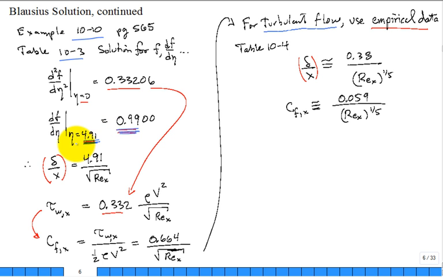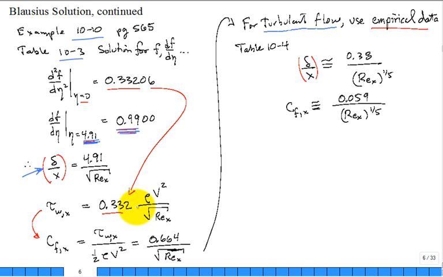So it found that when eta is equal to 4.91, the derivative of f with respect to eta is 0.99. It's kind of unraveling that complex abstraction of the function in eta. And so you get that the thickness of the boundary layer is 4.91 times x divided by the square root of the local Reynolds number. And that's a big deal. It was a big deal in the early 1900s, and it's still a big deal because you'll find the Blasius solution in most fluid mechanics textbooks.